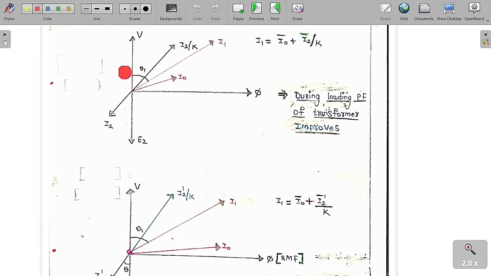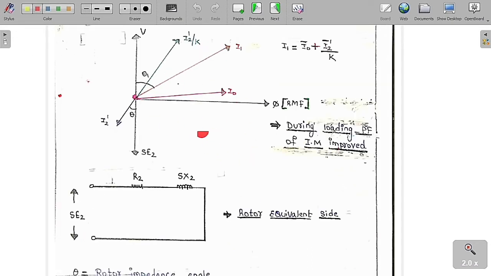So we can say now the power factor angle is decreased, therefore the power factor is improved. So I1 is equal to I0 bar plus I2 bar by K. Therefore, we can simply say that during loading the power factor of the transformer improves, because the net power factor angle between the supply voltage and supply current decreases. So during loading the power factor of the transformer is improved.